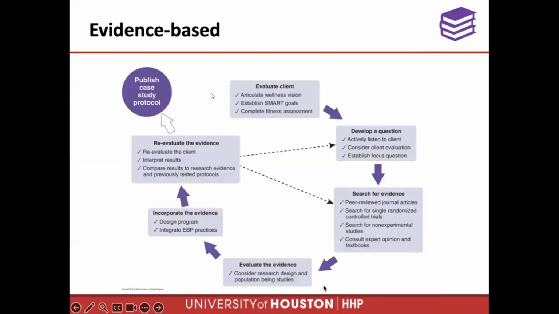That's the last slide, guys. And so we're going to evaluate the client, develop a question, and search for evidence such as peer-reviewed journal articles, not experimental studies, maybe. It doesn't have to be a journal article if you can find some good things. I consult expert opinions in textbooks. Then evaluate the evidence, and we can incorporate the evidence into the person's plan.